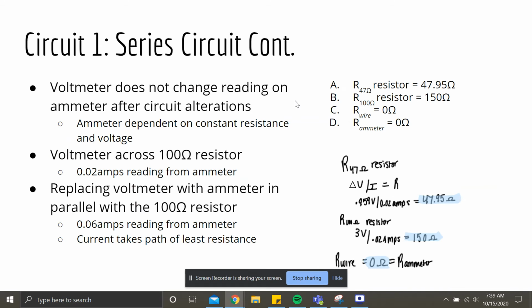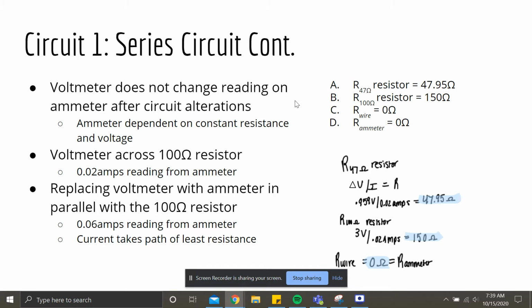When attaching the voltmeter after altering the circuit, the ammeter reading will not change as it depends on voltage and resistance, which stayed constant. When placing the voltmeter on the 100 ohm resistor, the ammeter continued to read 0.02 amps, which confirmed my predictions. When replacing the voltmeter with an ammeter in parallel, we now see a reading of 0.06 amps because the current takes the path of least resistance.